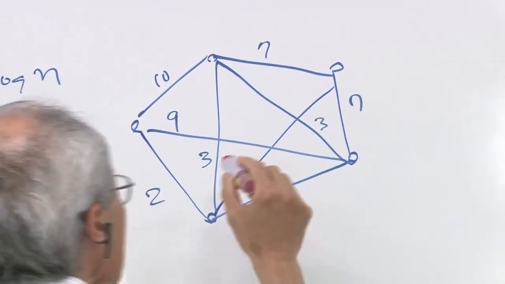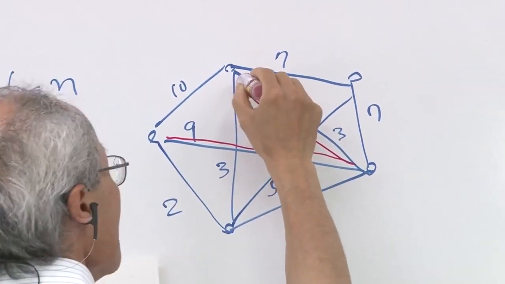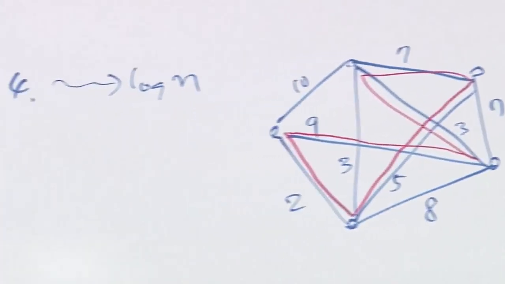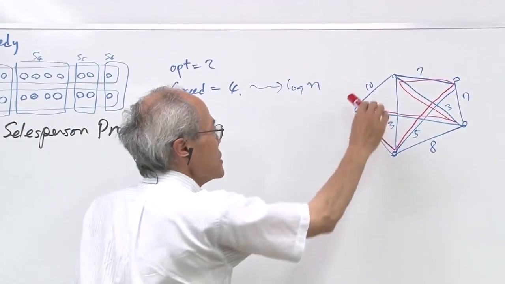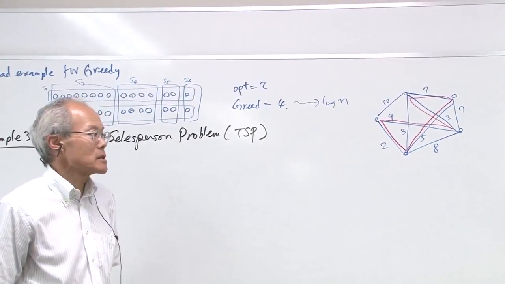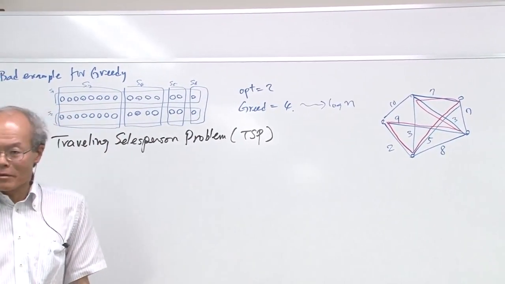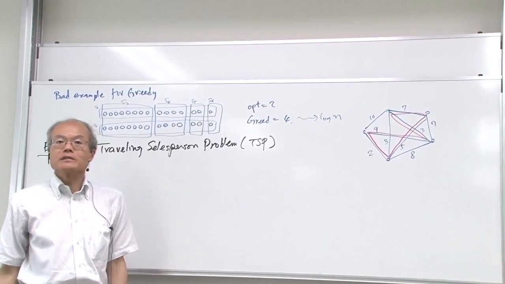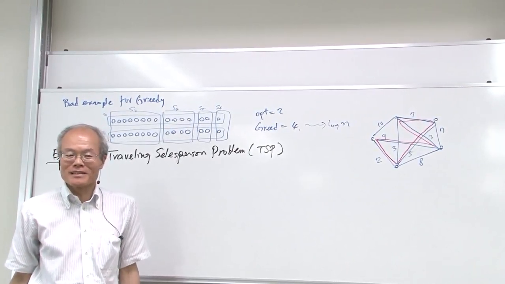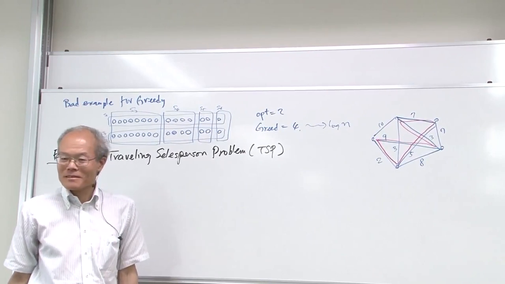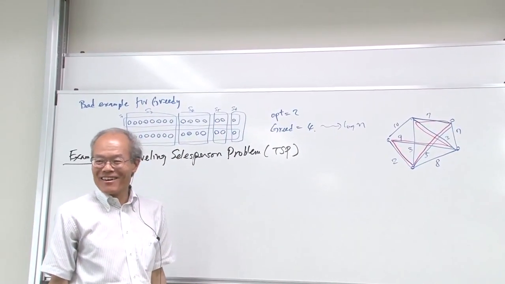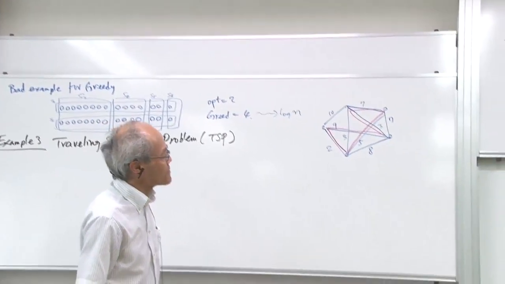So for example, okay, this is one possible solution. A cycle which visits all vertices exactly once. What is the cost of this cycle? Of course, the cost is the sum of the cost of the edges. And your goal is, of course, to find the cheapest cycle, the shortest cycle. I don't know if this is actually the optimal solution or not, but probably yes.